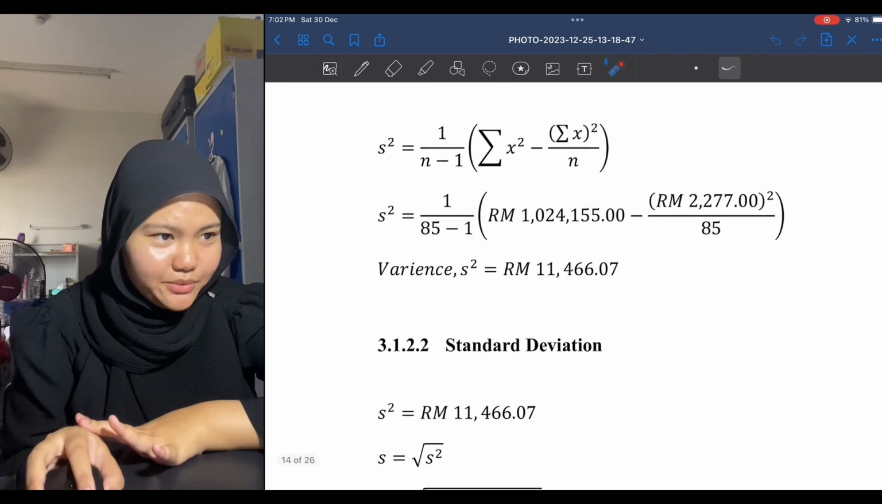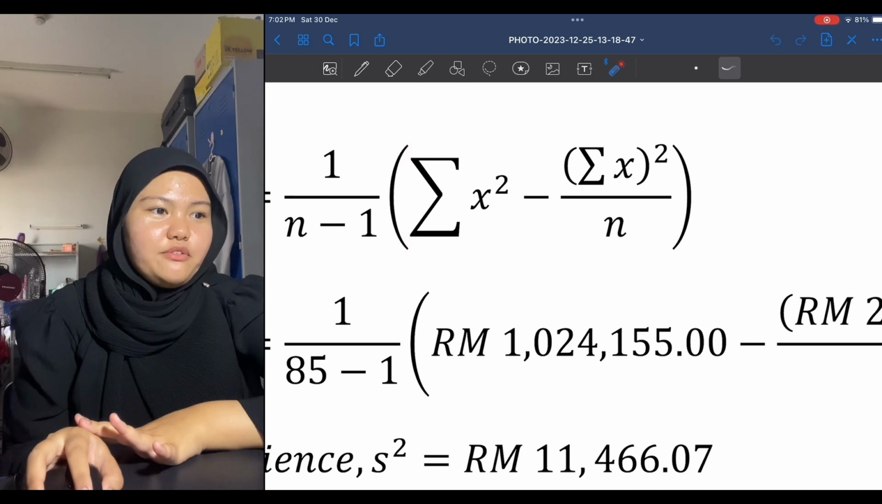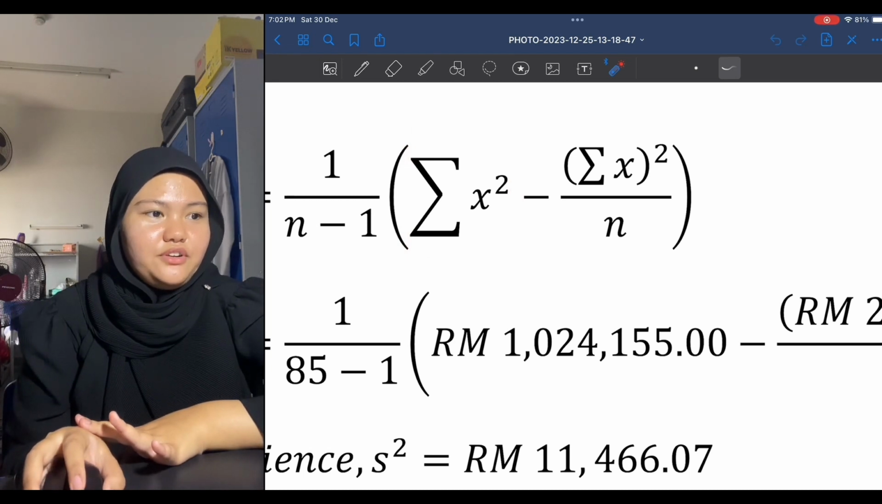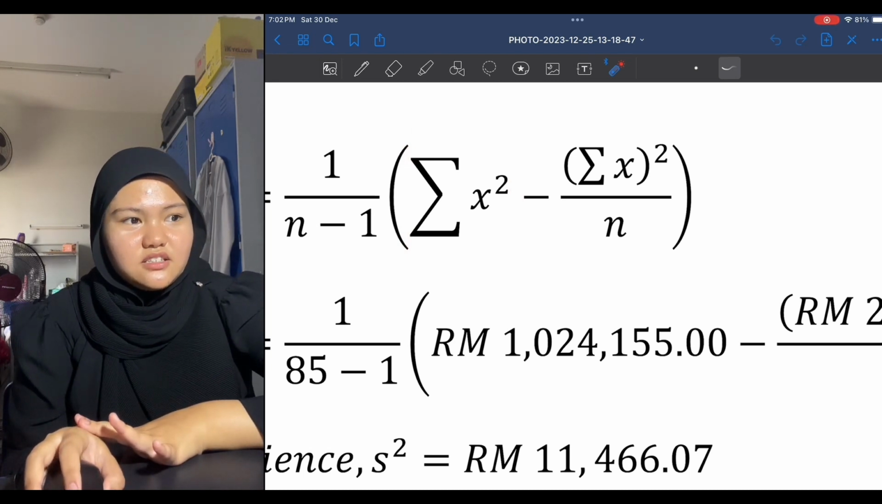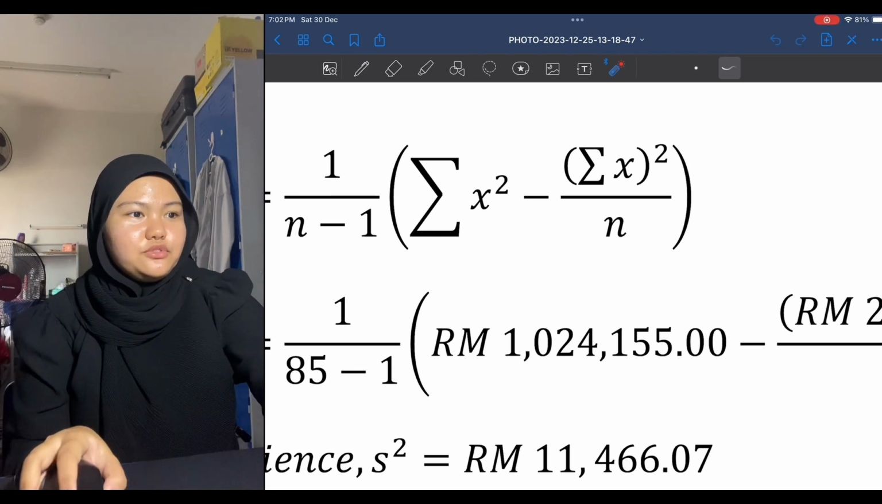Okay, what is this? What is x? So the power of 2, what is x squared? What is x? What's the difference? Okay, x is the data that has been to the power of 2. Okay, let's see our data again.